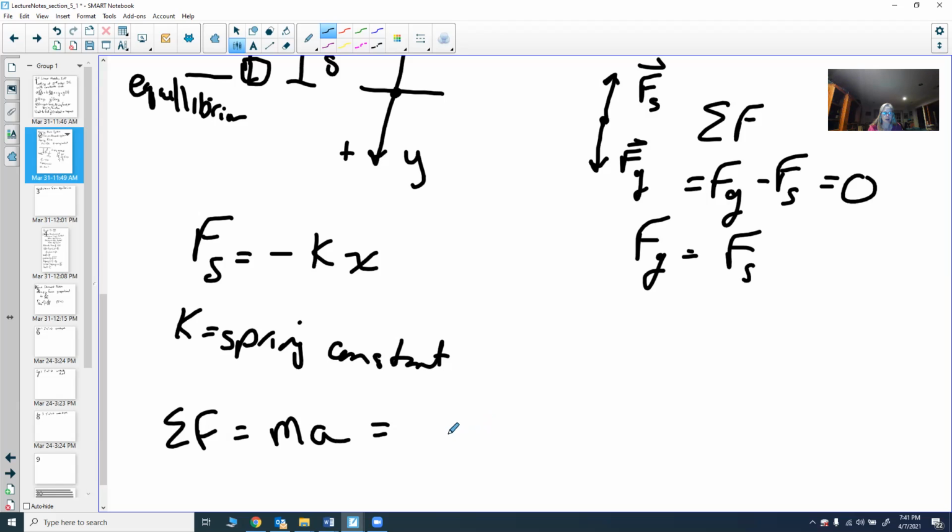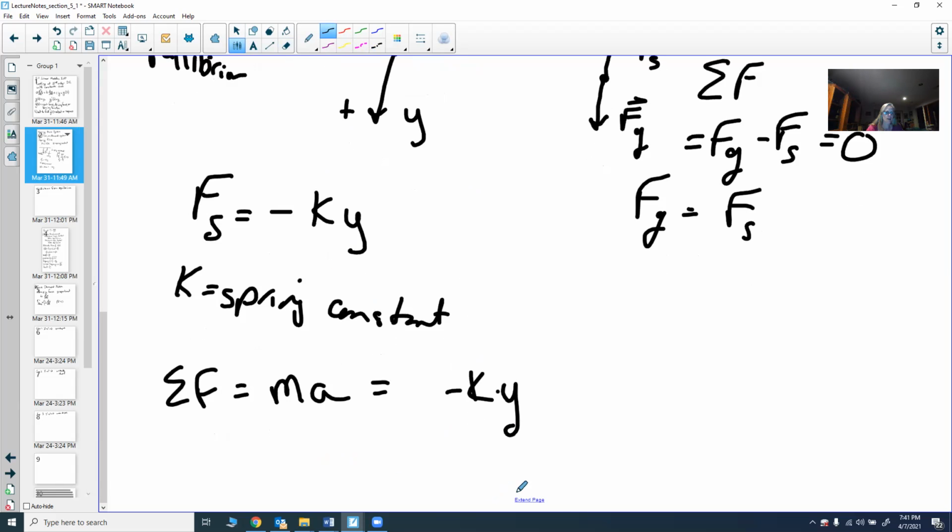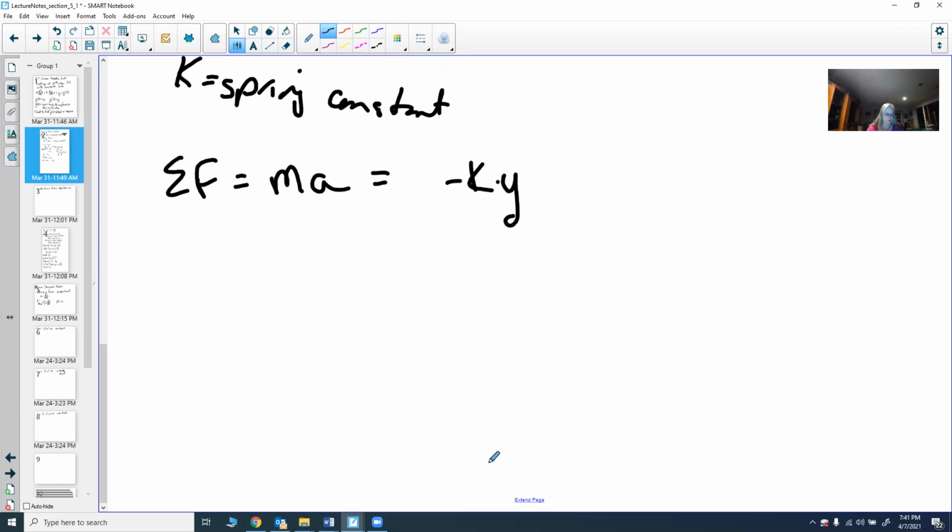So we would have this minus K times, I wrote X, I meant to write Y, because we're using Y as our variable here. So minus K times Y. And so what we have to do is just figure out what this equation would look like. And remember, the minus is because if you're above equilibrium, you're going to try to go back to equilibrium. If you're below equilibrium, you try to go the opposite direction. So it's always opposite your Y, your distance you're traveling.